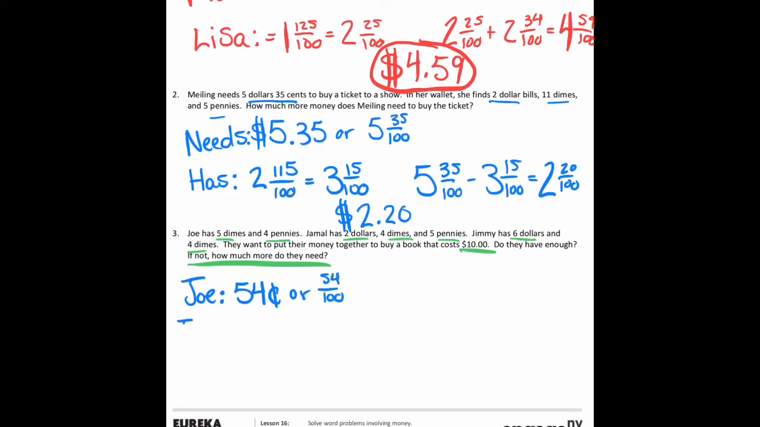Jamal has $2, 4 dimes, and 5 pennies, which would be $2.45, or 2 wholes and 45 hundredths. And then Jimmy has $6 and 4 dimes, which would be $6.40, or 6 wholes and 40 hundredths.